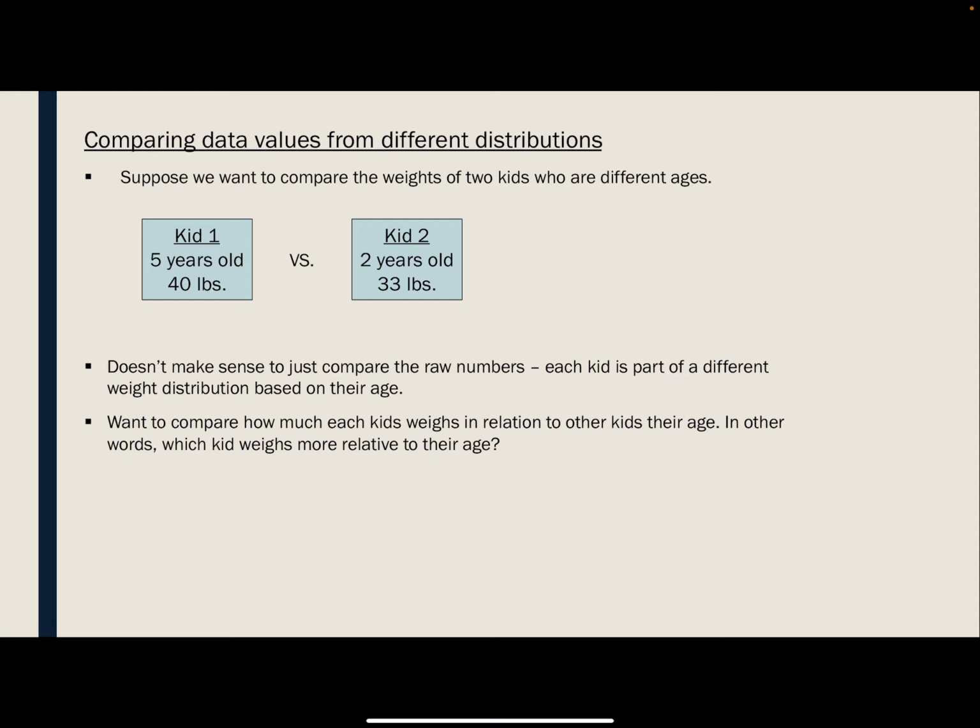It's more of which kid is bigger relative to their distribution, right? Is the 5-year-old considered bigger compared to other 5-year-olds, or is the 2-year-old bigger compared to other 2-year-olds? So we want to compare these two values knowing that they come from different distributions. So how do we do that? I'm going to develop this a little bit here, so bear with me.